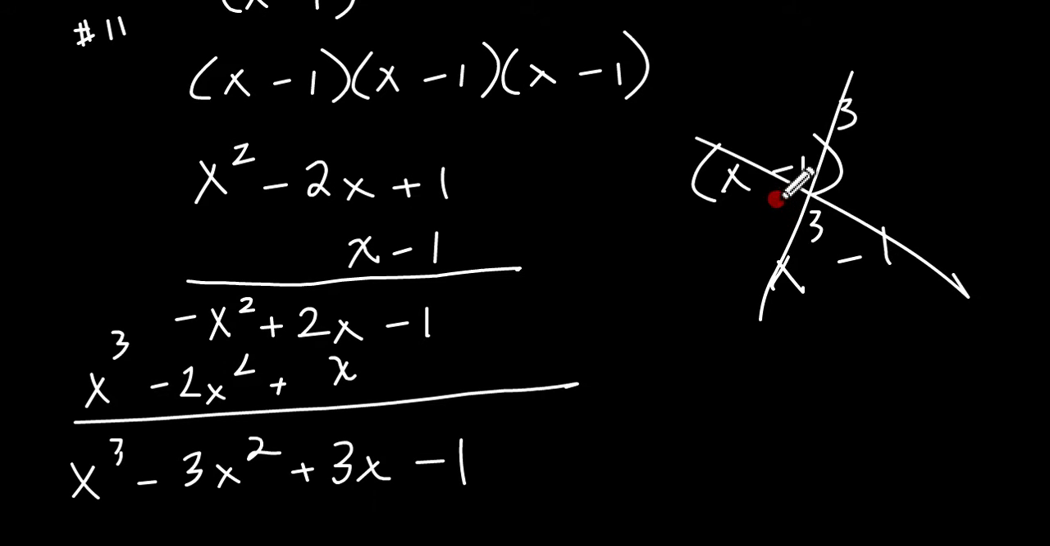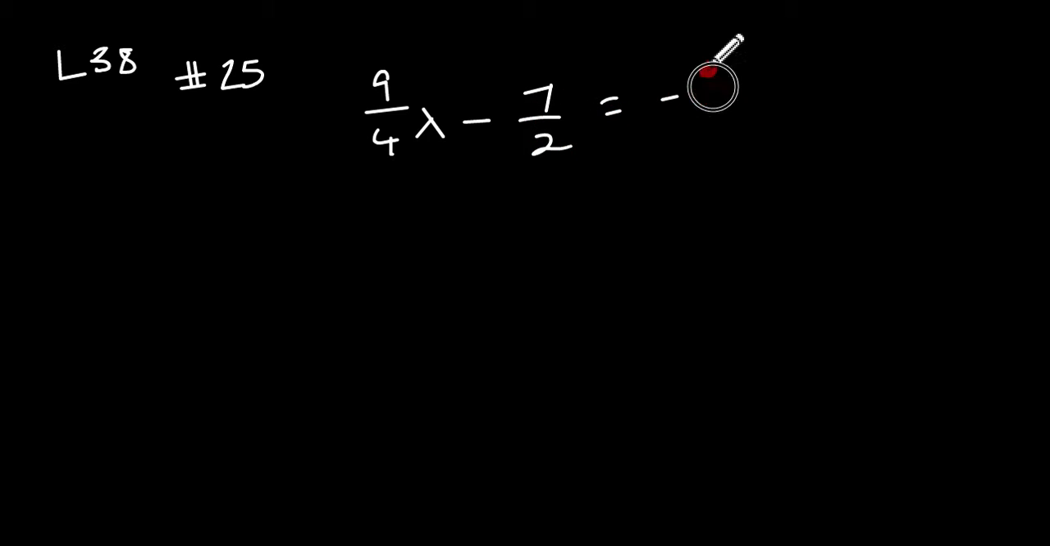Okay, and the final one is number 25 from that lesson. So again, we have lesson 39, number 25. All right, as I write this down, I'm going to change the mixed numbers into improper fractions. So it's going to be 9/4 x minus 7/2, do that first, equals negative 1/16. Common denominator is 4. We're going to clear the fractions because we have an equal sign. We can clear the fractions.